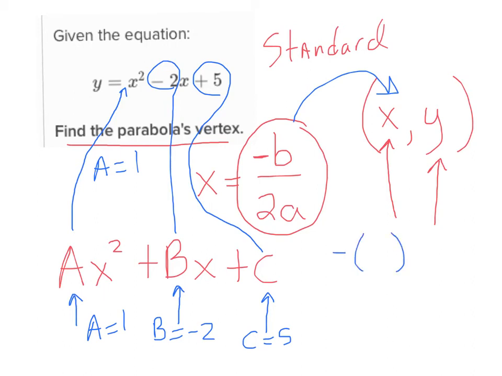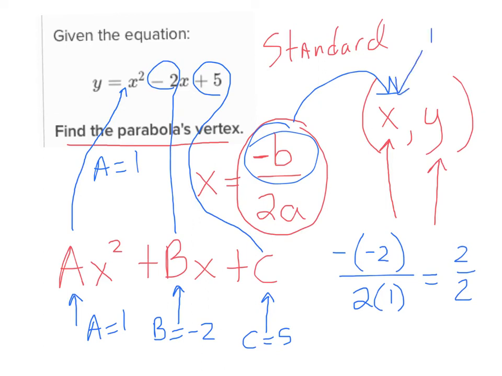So to calculate my x value that goes in my vertex, I say negative and then whatever b is. See how it says negative b? Well, negative and then b is negative 2, over 2 times whatever a is, 1. Okay, so 2 negatives in a row. These 2 negatives in a row make a positive, so I have 2 over 2, which equals 1. So my x right here is going to be 1, but I don't know what y is.